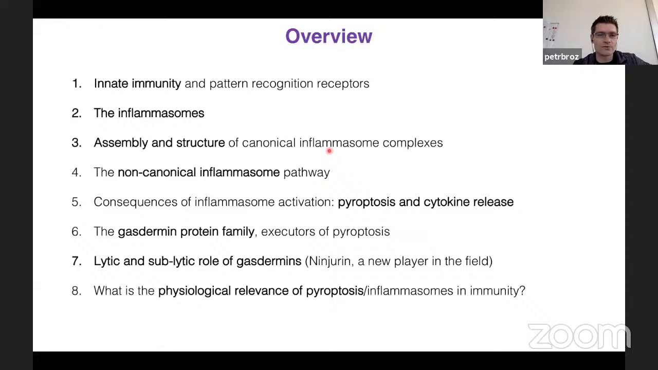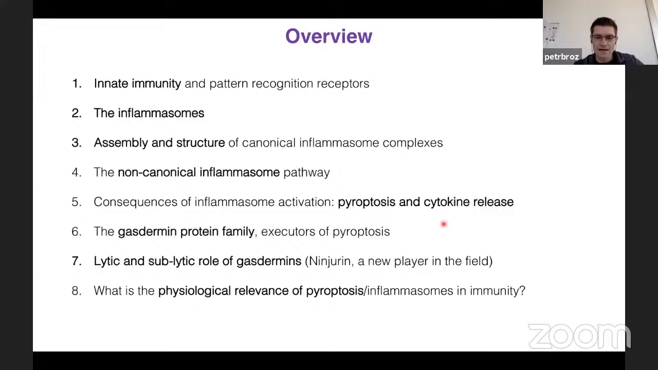So we'll start very quickly with a primer on innate immunity and pattern recognition receptors before moving on to the inflammasomes. And I'll introduce you to the different types of inflammasomes that are known at the moment. And then I'll highlight a little bit how such an inflammasome is assembled and what the structure of such an inflammasome is on one or two examples and how this signals. And we'll then go on to a special subset of inflammasomes, which are called the non-canonical inflammasomes as well. So having covered that, we will then come to the consequences of inflammasome activation, which is eventually this type of cell death, which is the focus today, pyroptosis, and also the associated cytokine release.